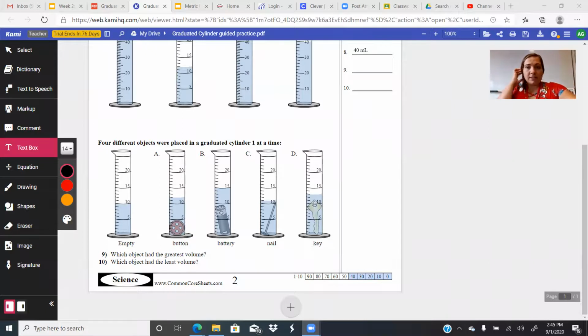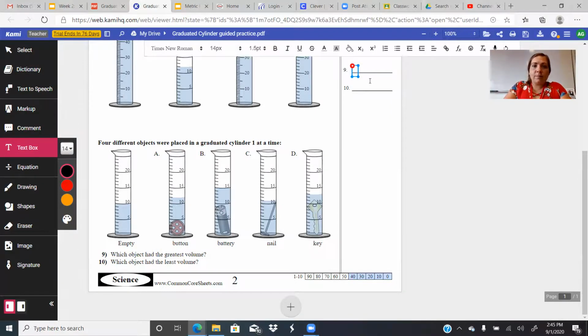Okay, the question says, number 9, which object had the greatest volume? So did the button have the greatest volume, the battery, the nail, or the key? So basically, which one made the water rise the most? Think about it. The battery, ding, ding, ding. So number 9 is battery.